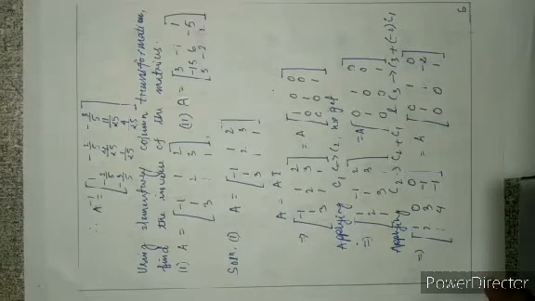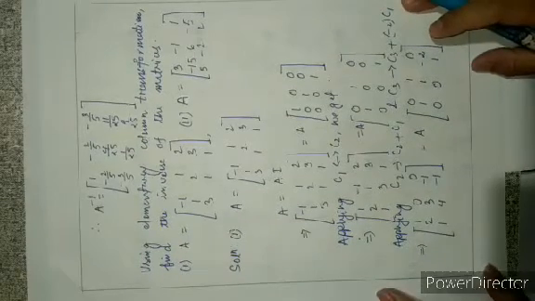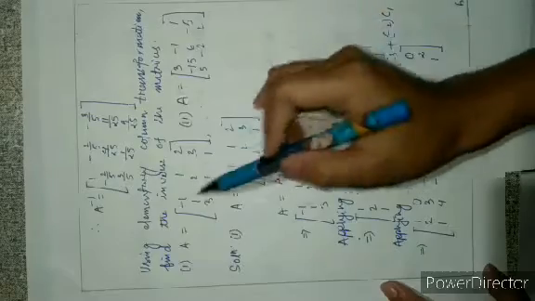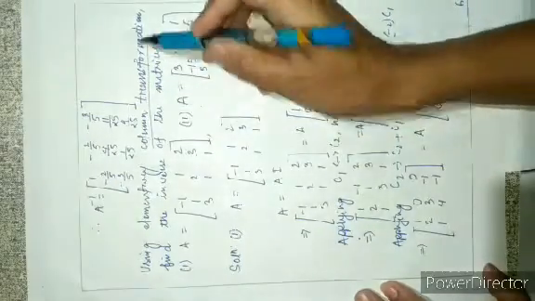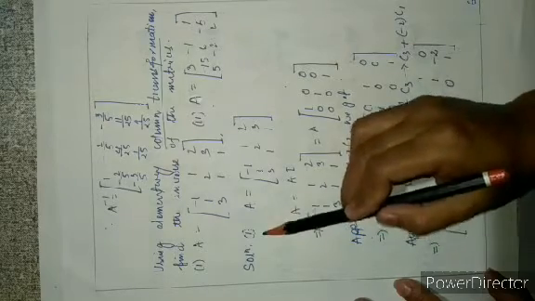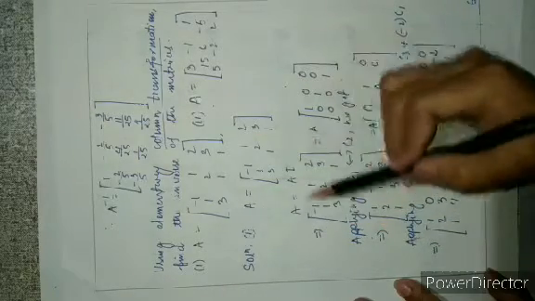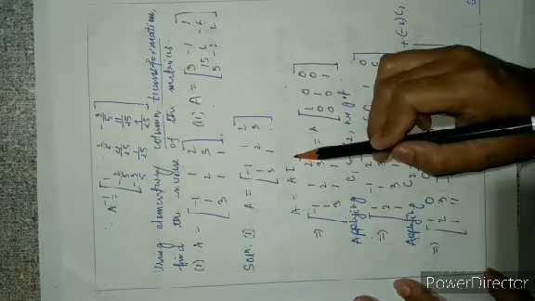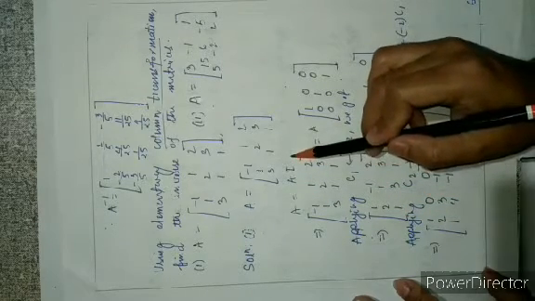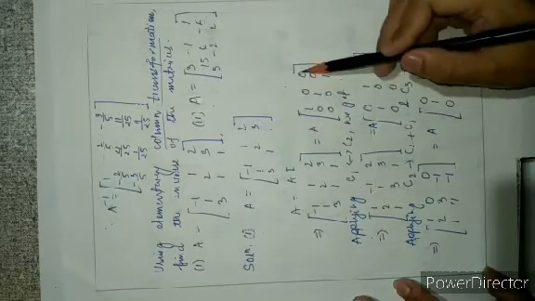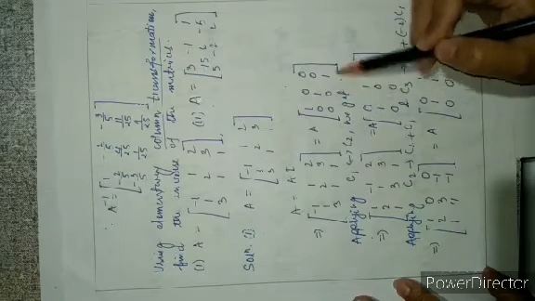Next, using elementary column transformation, find the inverse of the matrices A, I and II. For column transformation, first write matrix A. This matrix A should be equal to A multiplied by I. Write the elements of A, and the identity matrix 1 0 0, 0 1 0 and 0 0 1.